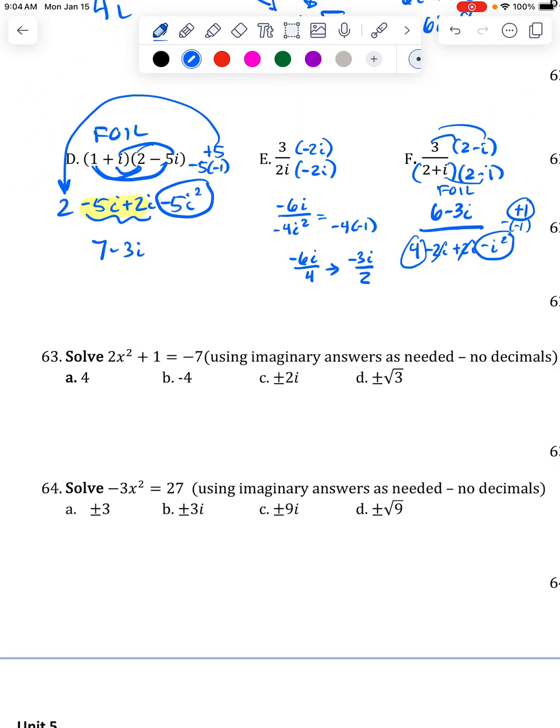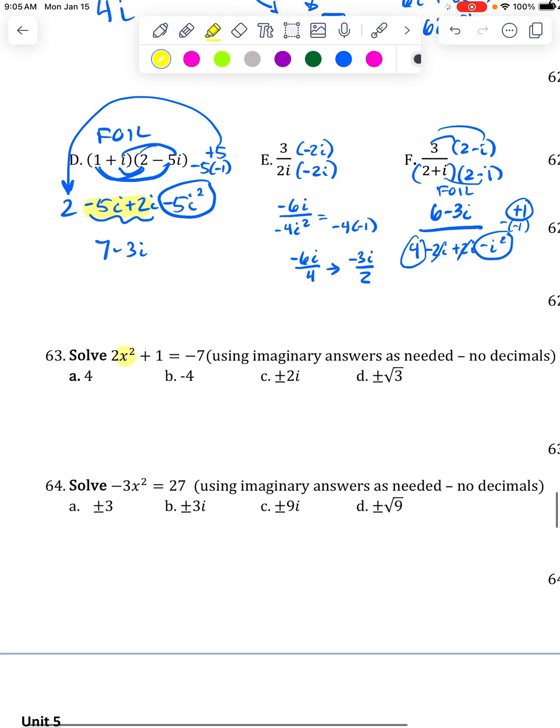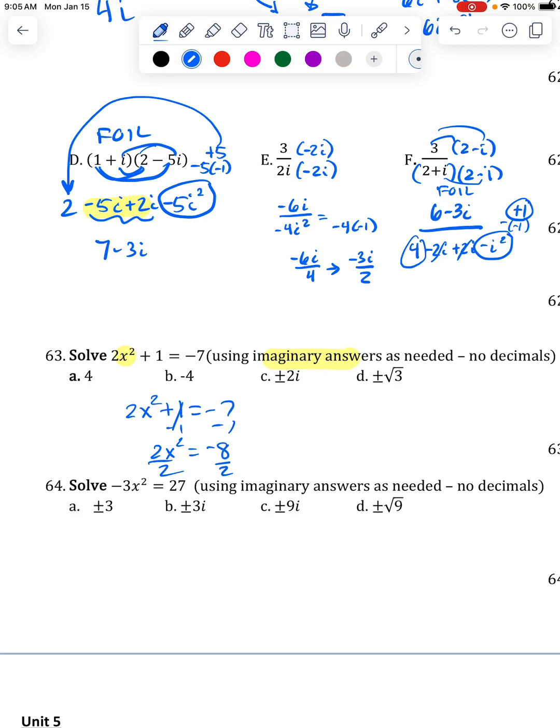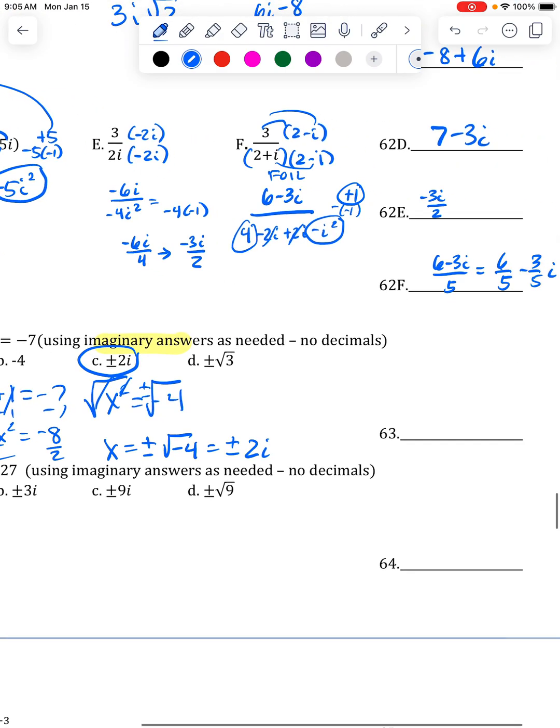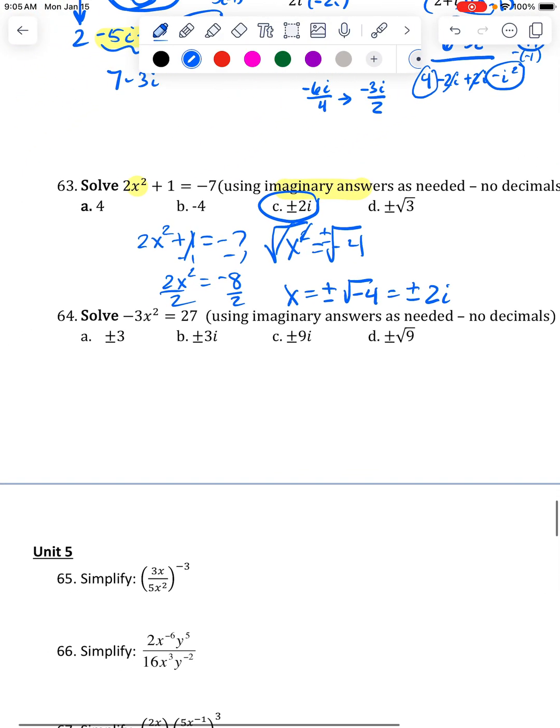All right, now we're going to solve again, which means get that x alone, but it is telling us we might get imaginary answers. So 2x squared plus 1. I start with some algebra 1 and I take that away. Be careful, that stays negative and goes to negative 8. Dividing by 2, I have that x squared equals negative 4. So when I bring this in, I end up with plus or minus the square root of negative 4. Well, that's going to be a 2, but also an i because of the negative under there. So my answer is going to be choice C.